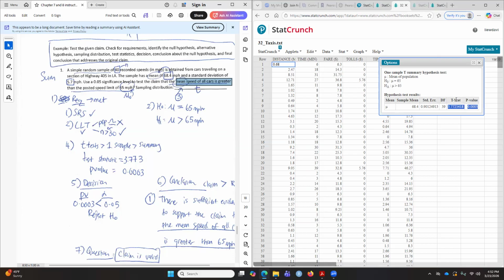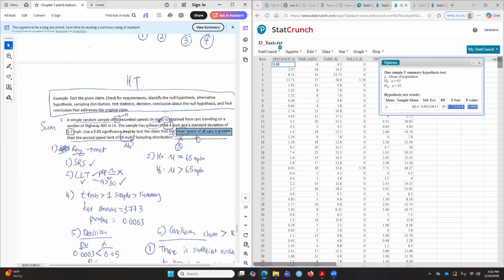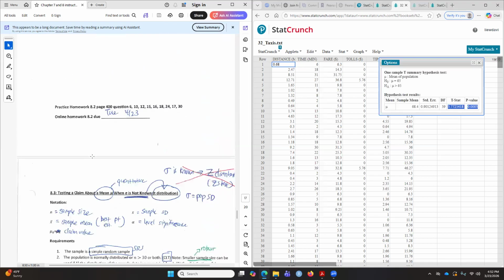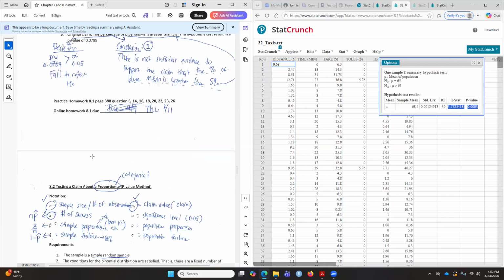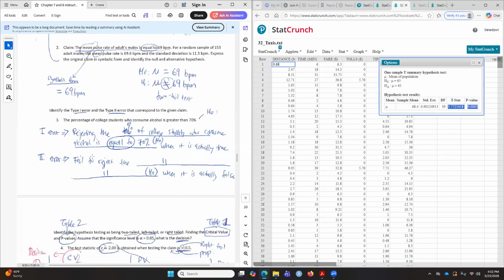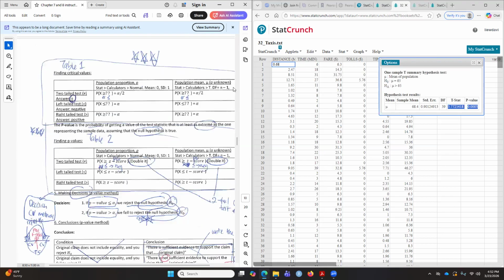So this is how we use StatCrunch to do your chapter 8 work. It will consist of a few things. One, how you find the p-value and test statistic for a mean and for a proportion, and then also how you find the critical value and p-value for 8.1. So that's it for here. If you have any questions, just let me know.